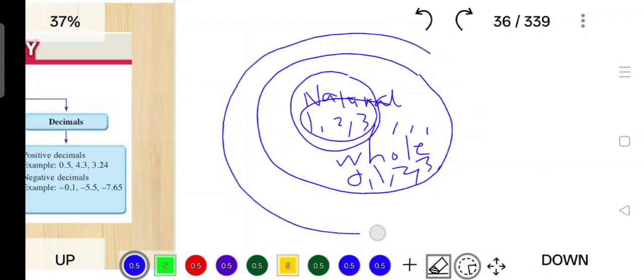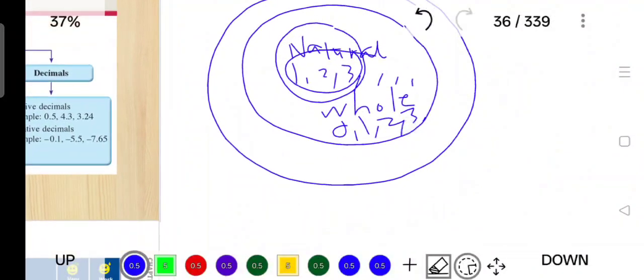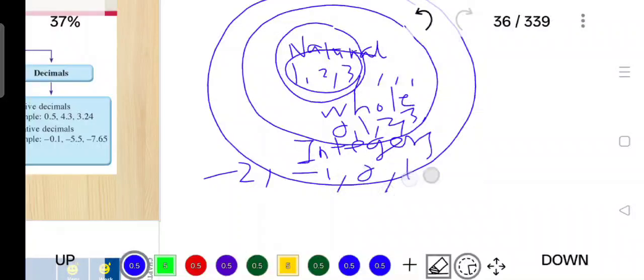And another layer outer than whole number, what we can call is the integers. What are integers? Integers are again the same as whole numbers, but with the addition of negative numbers. It starts from, even further, negative 2, negative 1, 0, 1, positive 1, positive 2, and so on. All right, and so on.